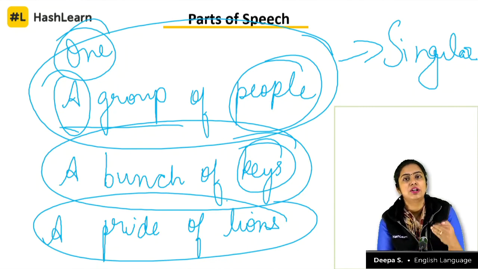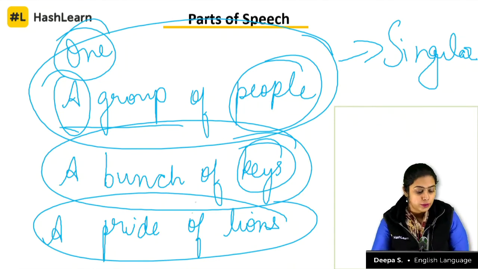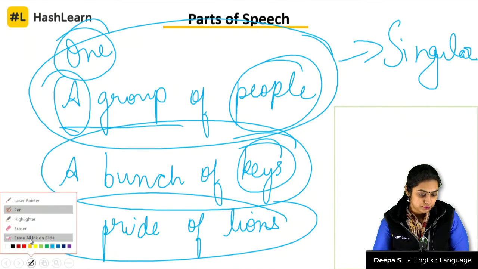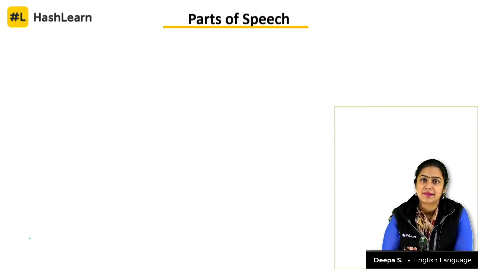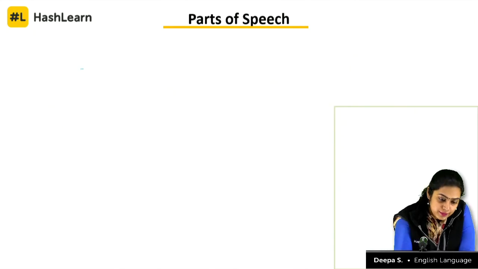Now, why am I teaching you singular and plural? We will see this here. One of the most basic premises of English grammar, that is, the rule is subject-verb agreement.